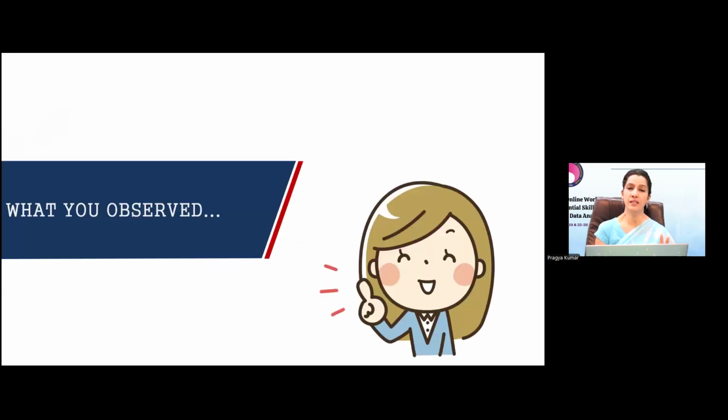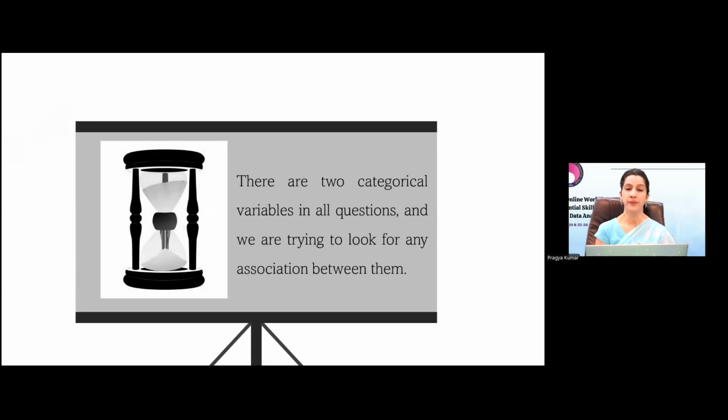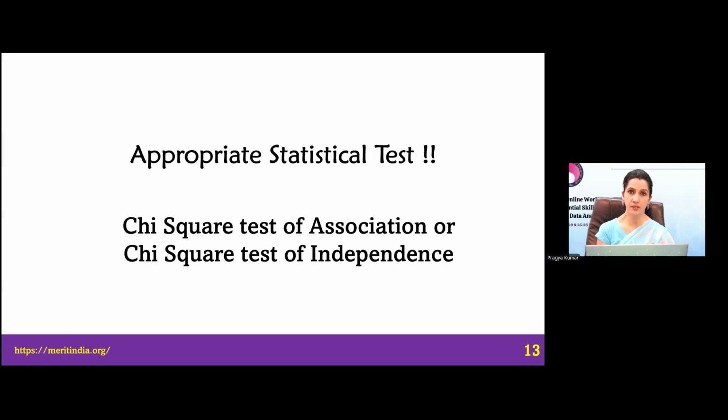So in all these examples, what we have seen is that we are trying to look at the association between these two categorical variables, and the appropriate statistical choice in such a case is the chi-square test of association, which is also known as the chi-square test of independence. It's like opposite to each other. If there is an association, the variables are not independent. If there is no association, then the variables are independent. That's why this is also known as either the chi-square test of association or chi-square test of independence.